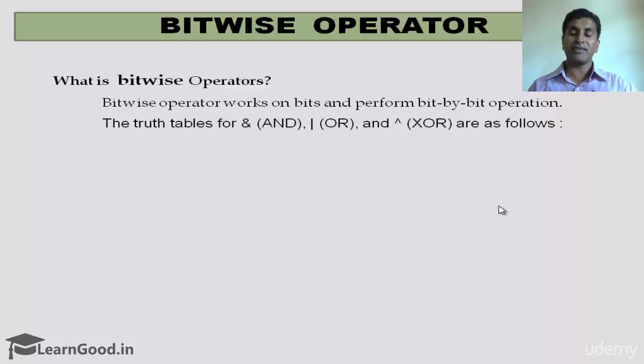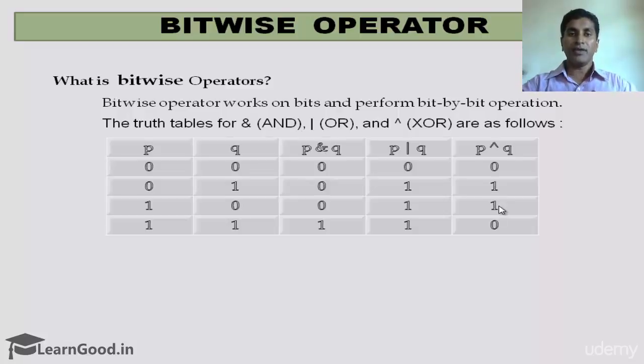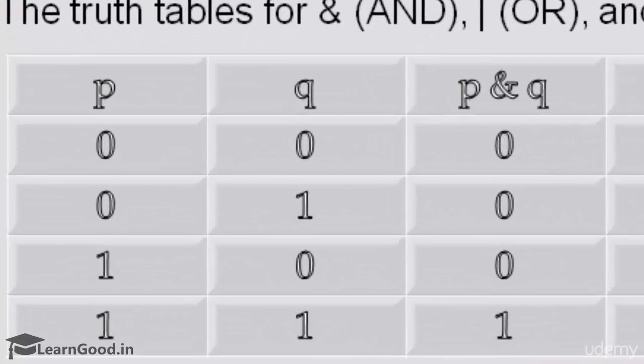Now, there are 6 bitwise operators in total. First we'll see the truth table of AND, OR and NOT. If you take an AND operator, if any one is false or both are false, the result is going to be false. That is, 0 and 0 is 0, 0 and 1 is 0, 1 and 0 is 0, and 1 and 1 is 1.